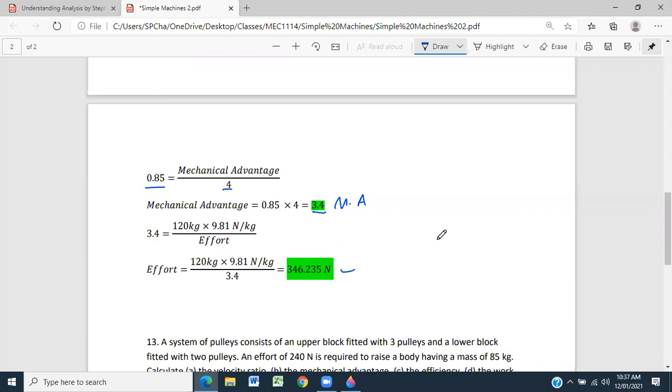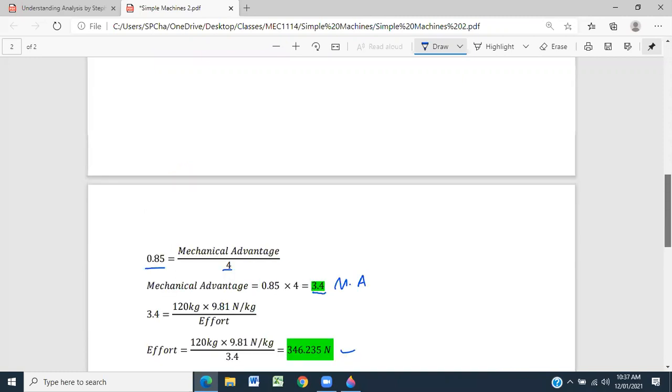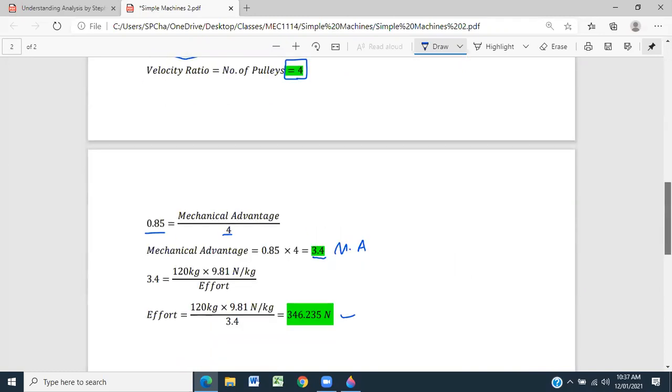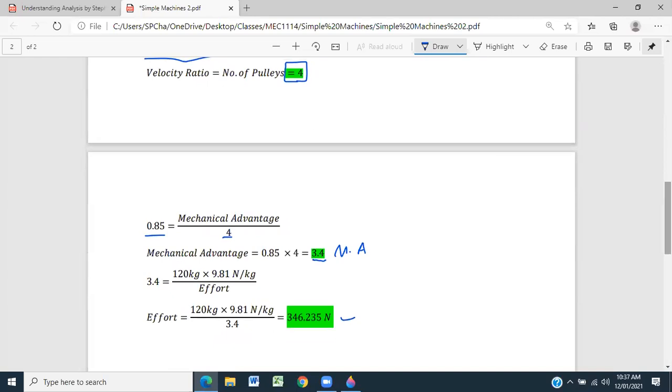And that's it. Question's finished. We've solved everything. We found the velocity ratio, which is just the number of pulleys. For the effort required, we find the mechanical advantage first, and then put that into the formula with the load. So any questions on this? Simple is the pulley. The only difference is the velocity ratio, which is the number of pulleys.